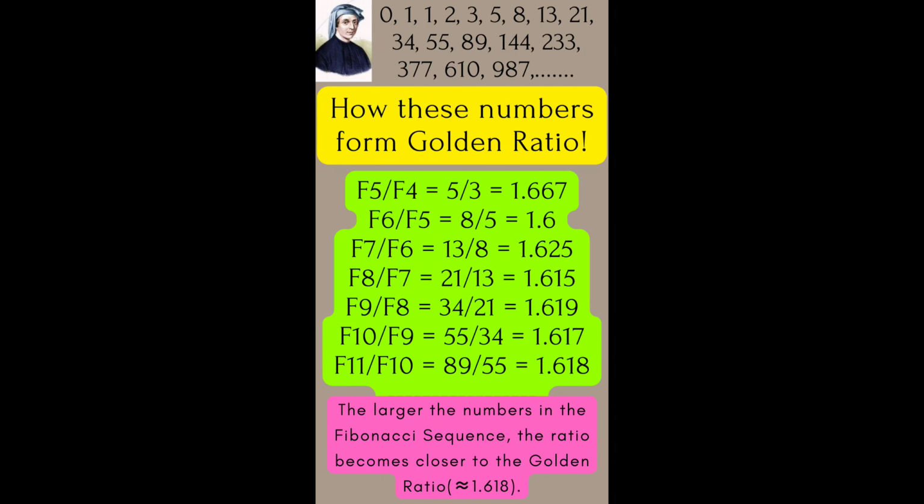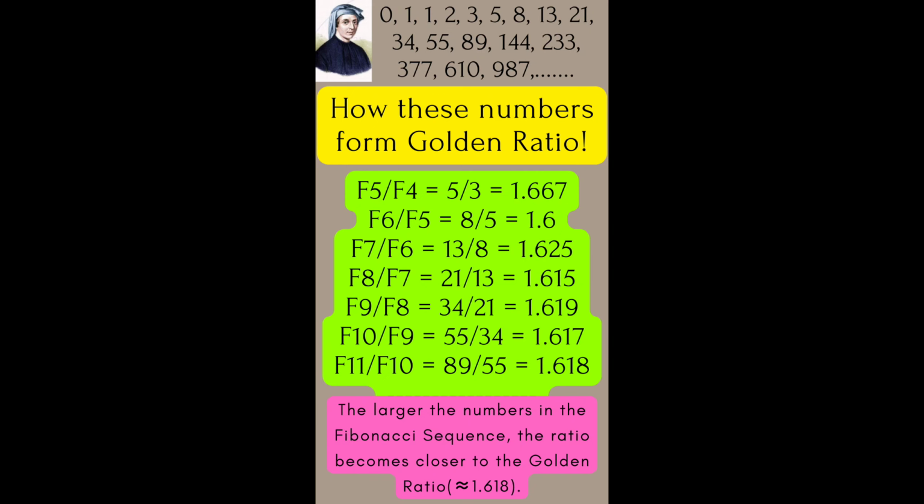Why are Fibonacci numbers so important? Because if we divide any Fibonacci number by the preceding one, we will get a value near 1.618, which is called the golden ratio. If we divide 5 by the preceding Fibonacci number 3, we will get 1.667. After 5, the next Fibonacci number is 8. Again, if we divide 8 by 5, we will get 1.6.